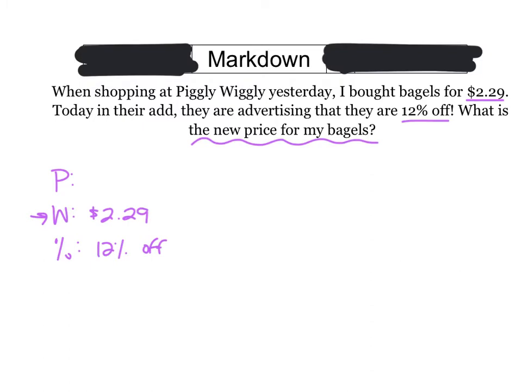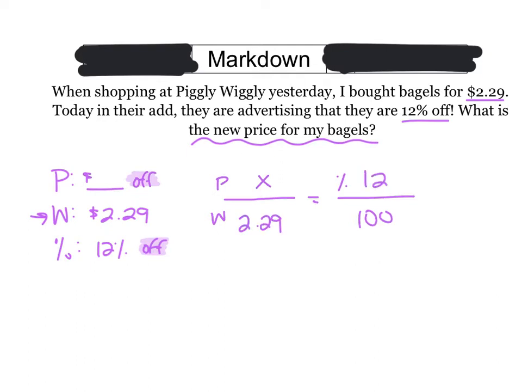Remember, we've talked about your percent reasoning is going to match the reasoning of your part. So when we solve for the part, we're going to figure out the dollar amount that they get off on the bagels. So let's set up our proportion. Remember, with the proportion, it is part over whole equals percent over 100. So we have x over 229 equals 12 over 100. And when we cross multiply now, we can go ahead and use calculator. So we have 100x equals 229 times 12. And then we just need to solve.